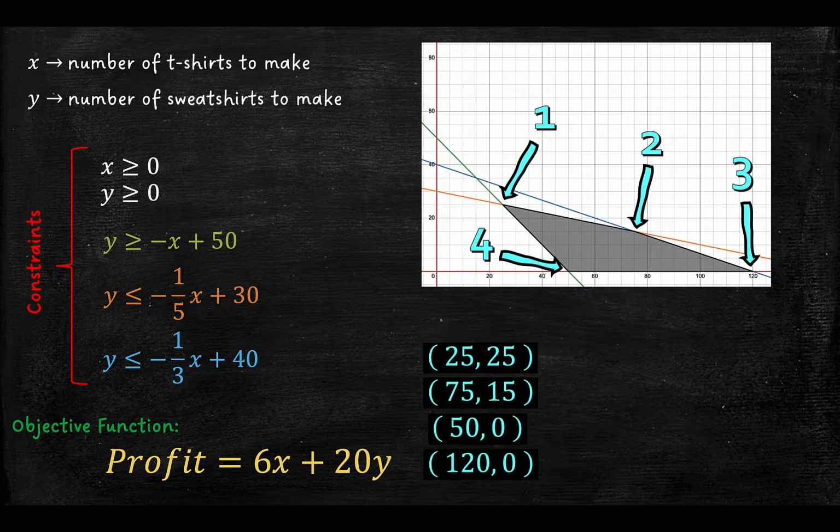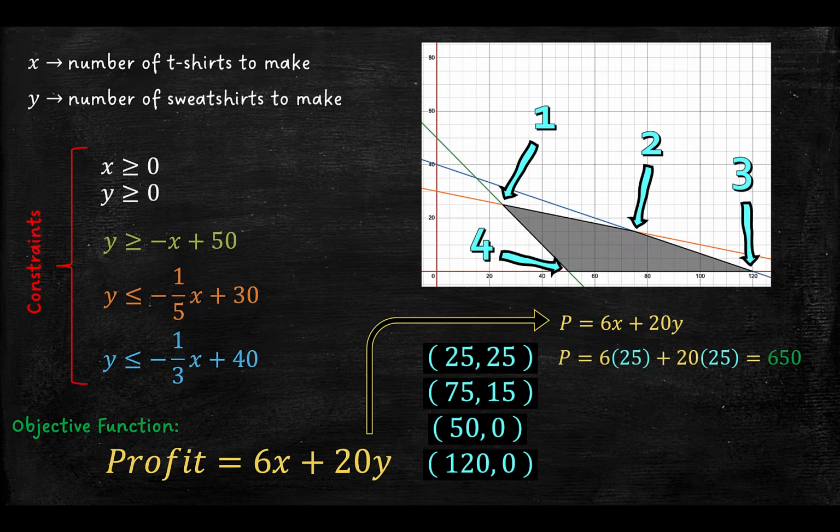To see which one is the winner is literally just plug in those XY pairs into the profit function. So I'll start with 25, 25. If I plug in 25 for X and Y and simplify, I get 650. That corresponds with making 650 bucks. Okay. If I up the number of t-shirts and decrease the number of sweatshirts and use that 75-15 point, when I plug it in, I get 750. So that's a way that we can make more money.